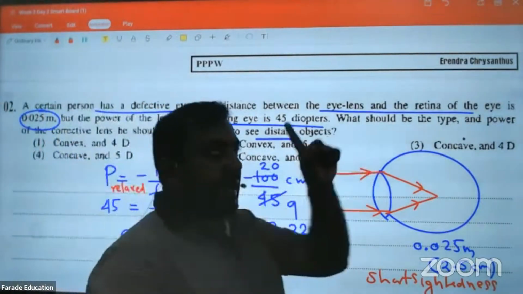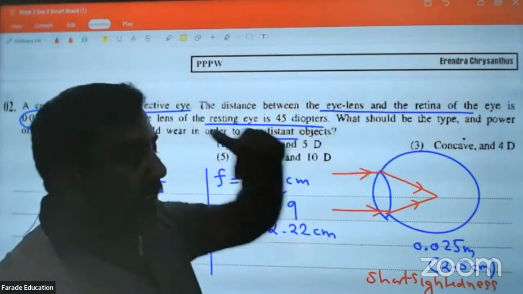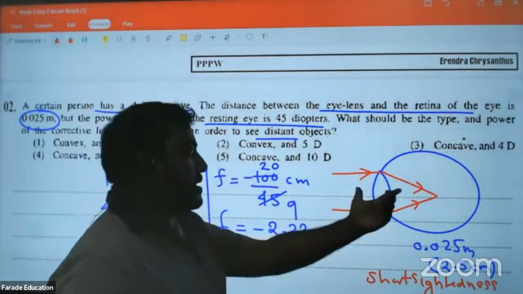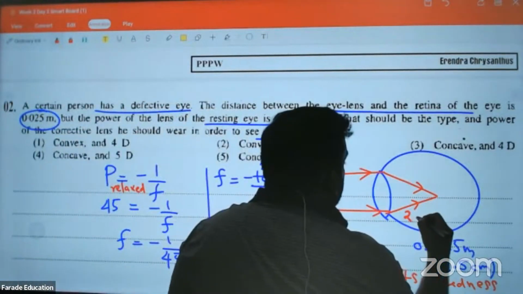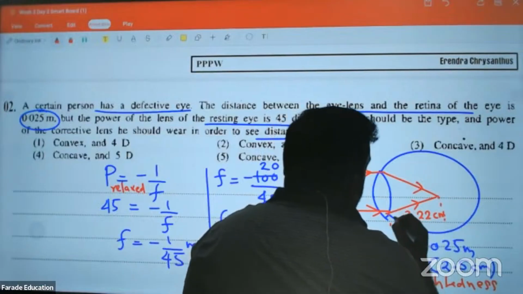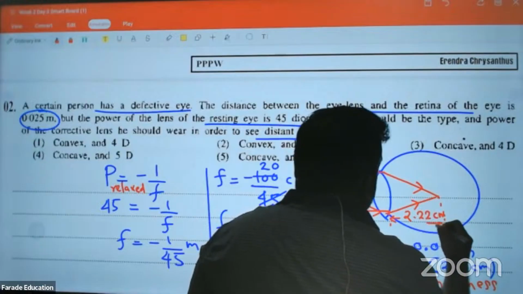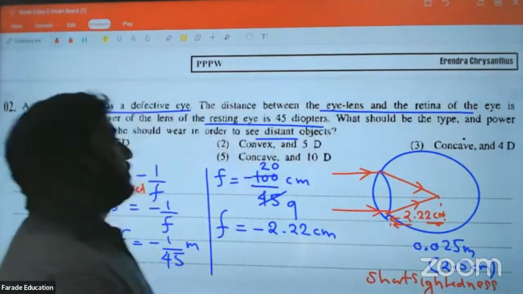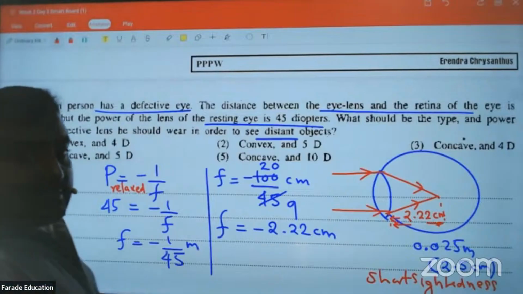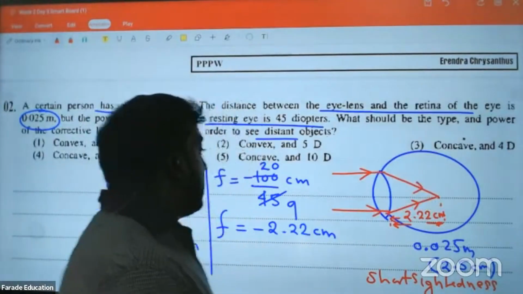First of all, remember, relaxed eye means looking at infinity. So here is the basic calculation: this distance is only 2.22 centimeters. The question: what should be the type and power of the correction lens he should wear in order to see distant objects?